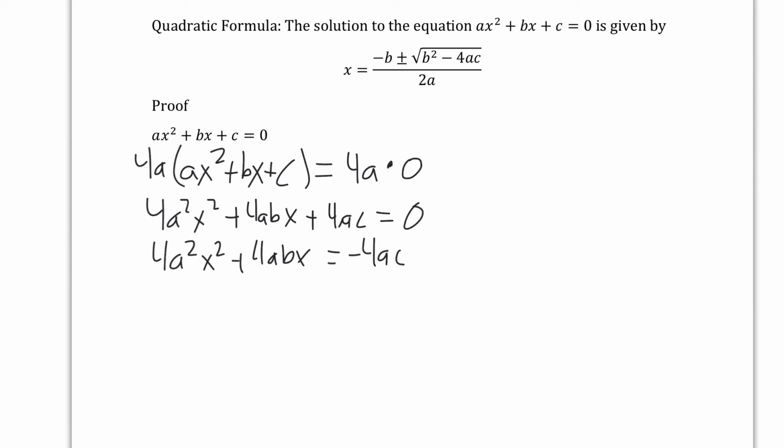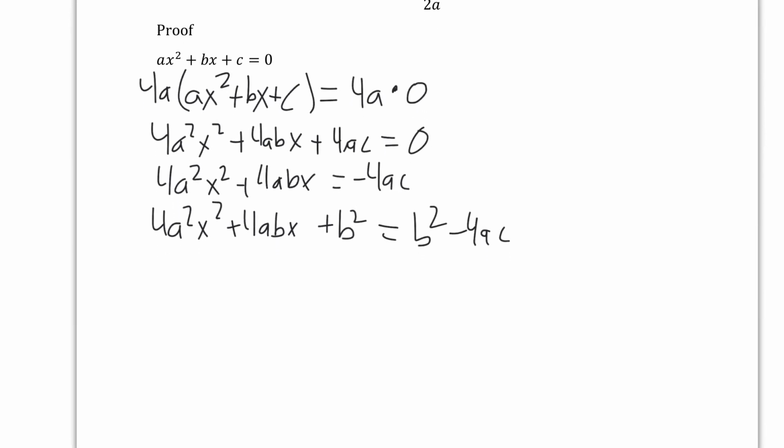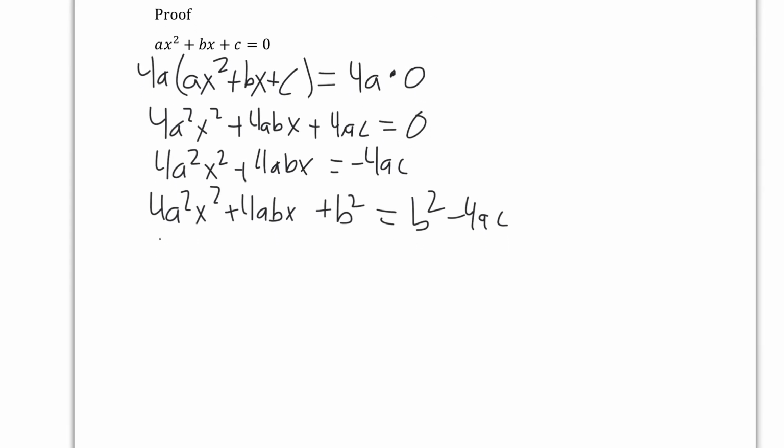And I'm going to use the skill of completing the square here. Roughly what I need to do is get this thing to become a perfect square. And what I need for this is actually b squared. So I have 4a squared x squared plus 4abx plus b squared. And if I add it to one side, of course, I have to add it to the other side. Now, let's look here. This makes our factoring wonderful on the left-hand side. It will factor down as 2ax plus b times 2ax plus b.